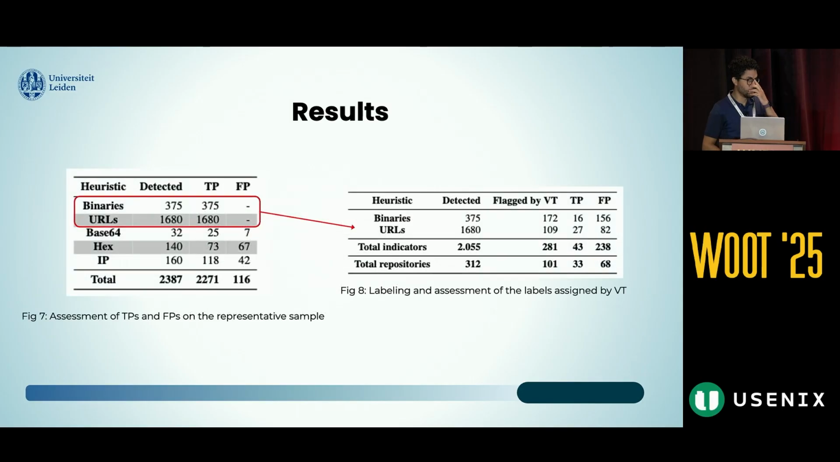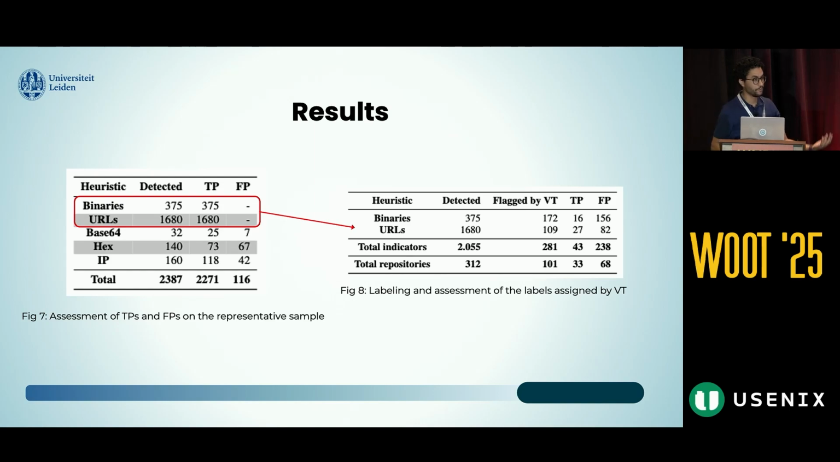The next thing we wanted to do is to check the true positives and the false positives analysis. So we took a sample out of our data and we started analyzing it from all the heuristics that we implemented at this stage, and see how many are actually true positives and how many are false positives.